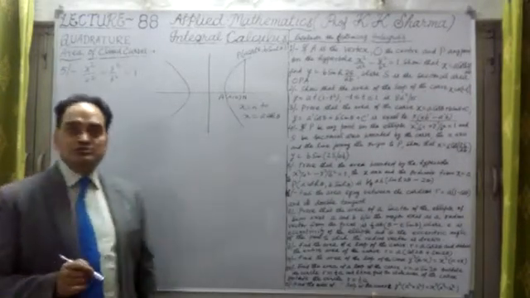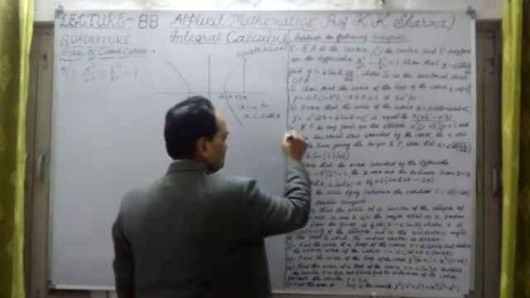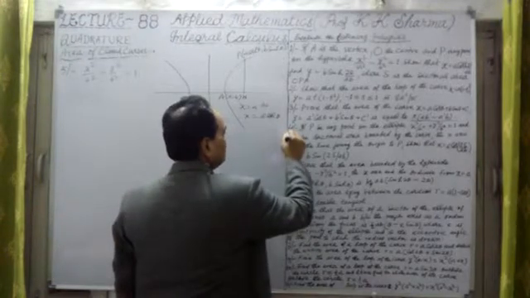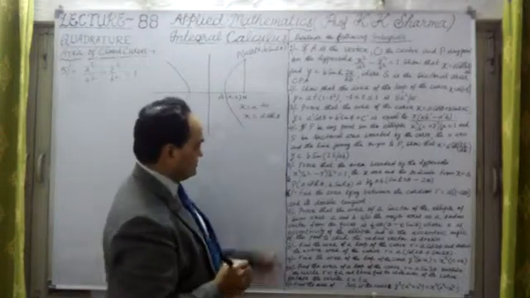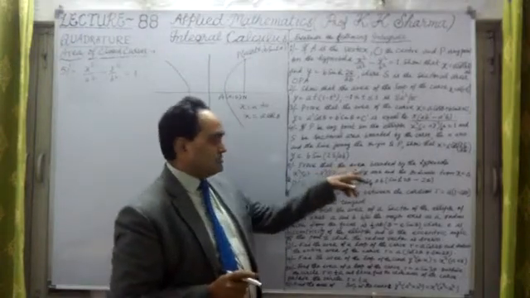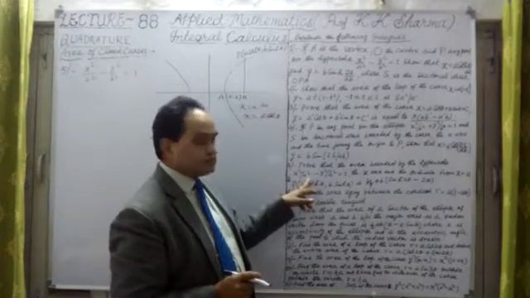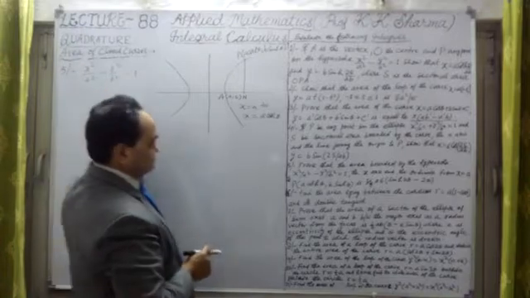Yes, guys. So we are doing question number 5 here. Okay, question number 5. What does it say? It says: prove that the area bounded by the hyperbola, this we are continuing, x square upon a square minus y square upon b square equal to 1. This is the hyperbola given.